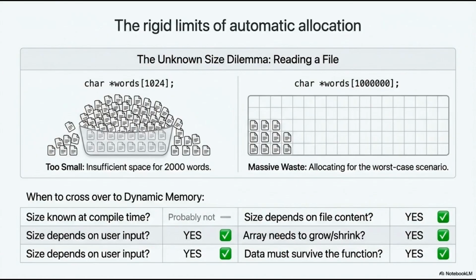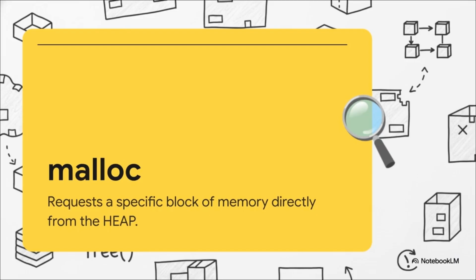If you declare an array of 1,024 words, but the file turns out to have 2,000, your program overflows and fails. If you panic and declare an array of 1,000,000 words just to be totally safe, but the file only has 10, you are wasting an enormous amount of memory for absolutely no reason. Simply put, if your size depends on file content, user input, or if the data has to survive after a function ends, you have to leave the stack behind. You're no longer asking the compiler to guess. You are taking the wheel yourself.